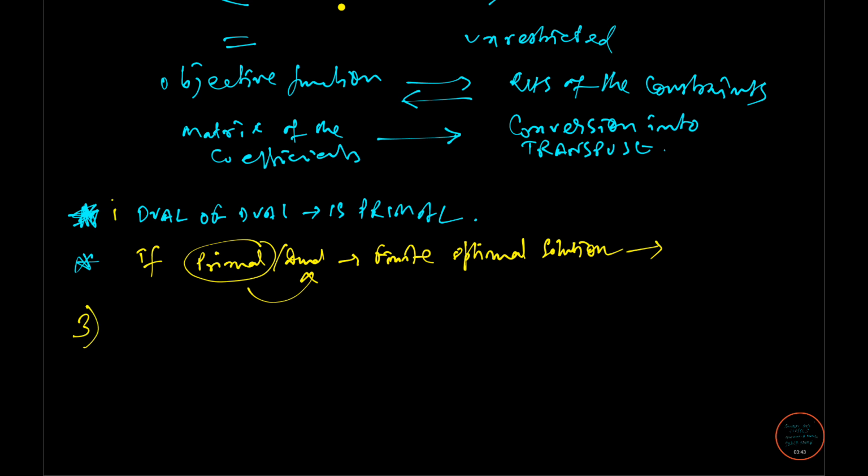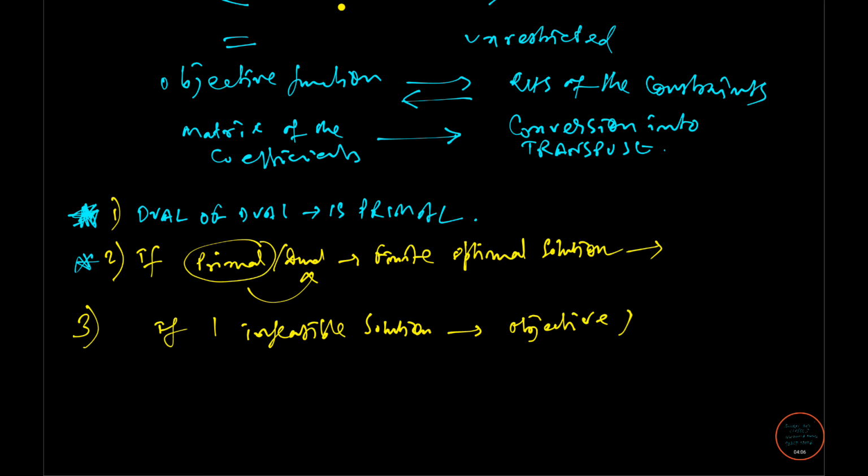Third, if any one of the two problems has an infeasible solution, then the value of the objective function of the other is unbounded. So if one is infeasible, then the objective function of the other is unbounded.